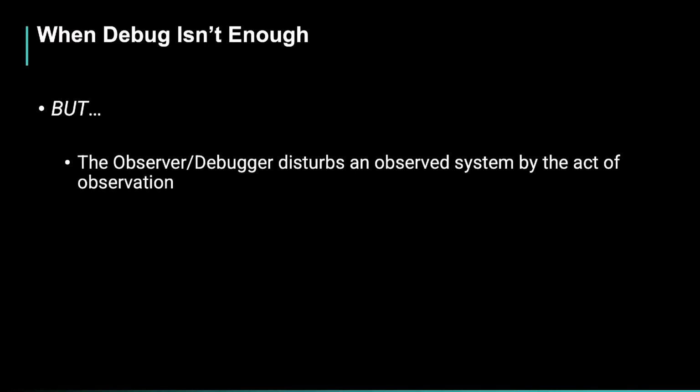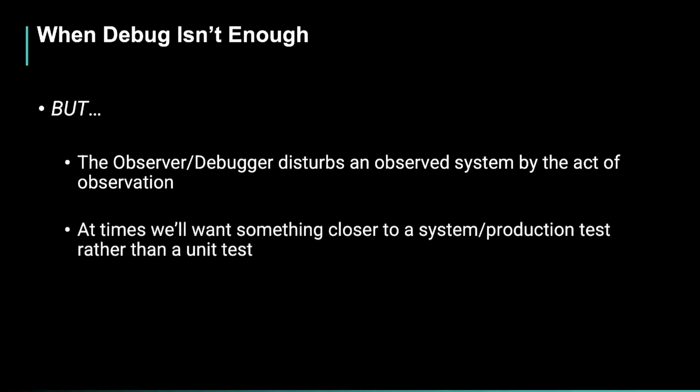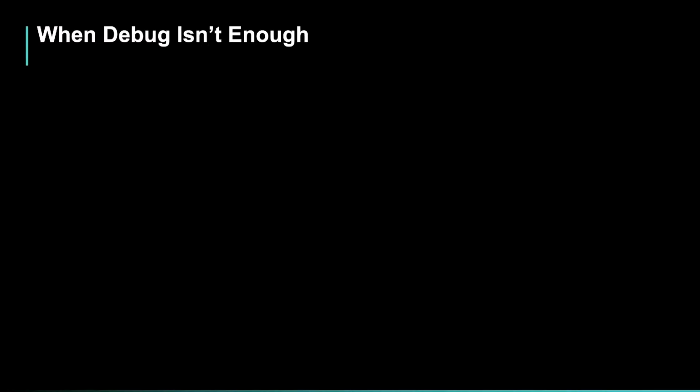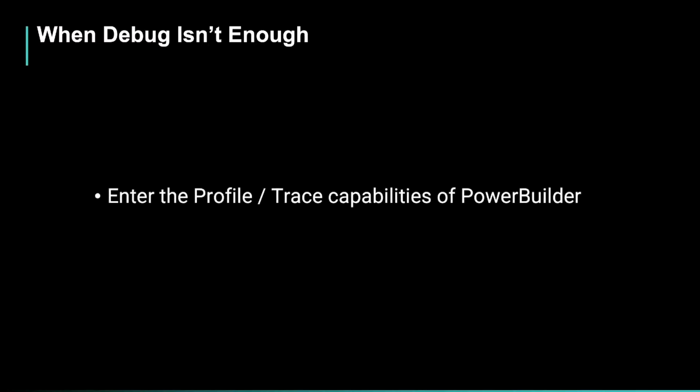the observer, in this case the debugger, potentially disturbs an observed system just by the act of observation. So what do we do? What do we do about that? You know, at times we'll want to get something closer to a system or production test rather than a unit test. And let's face it, when you're in the debugger, it is solely a unit test, not something that's going to show you how your application exists in the wild. And that's something that we can do with profile and tracing, or pretty near.